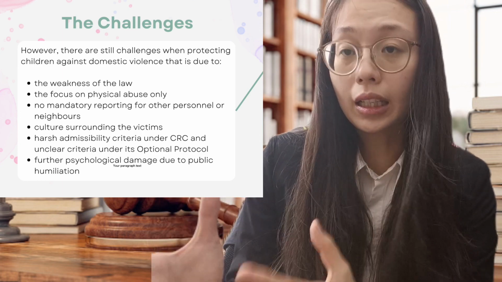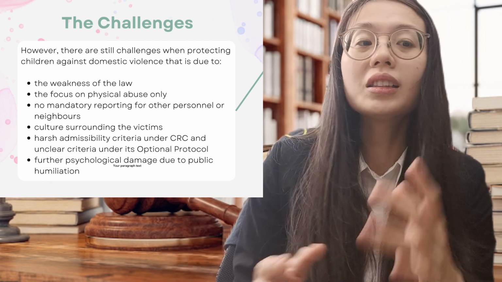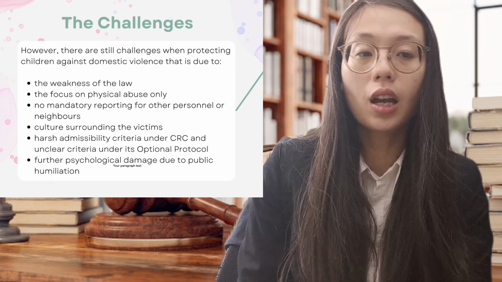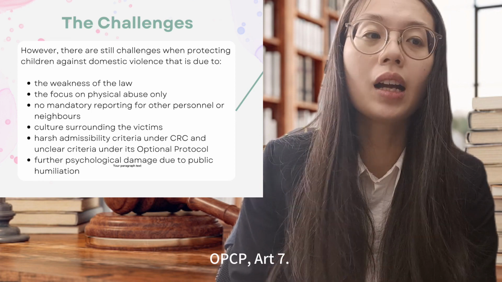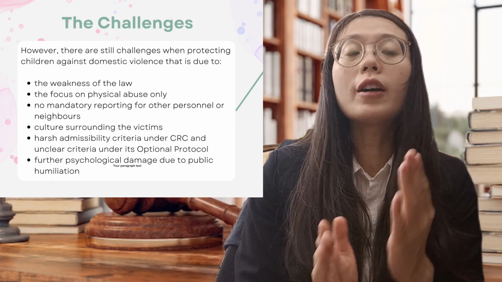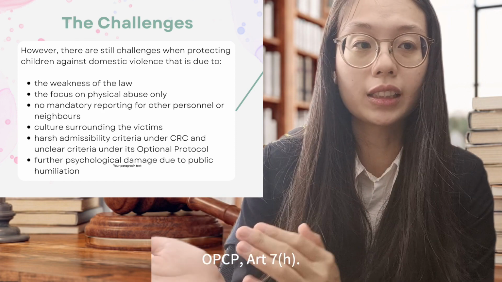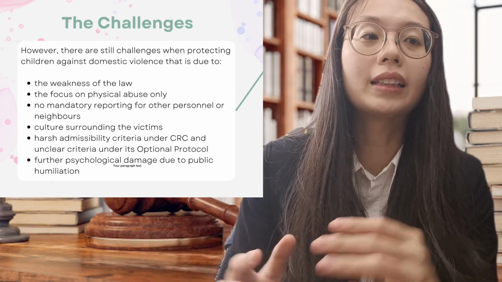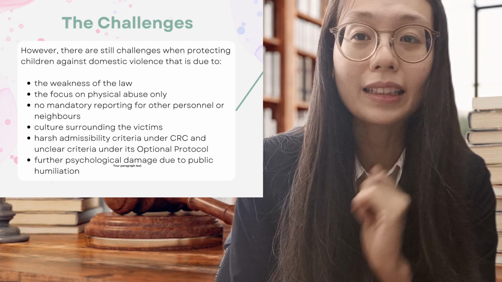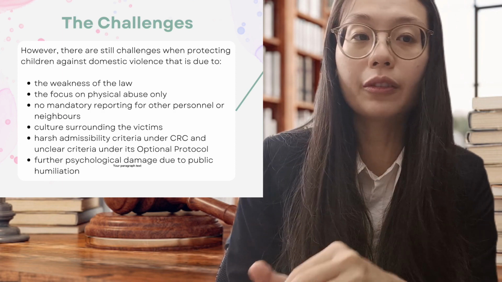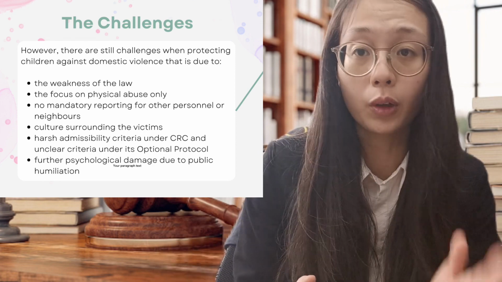Even though the CRC provides such support to child victims, it is still weak to some extent as well. This is because the children may encounter difficulties when accessing the optional protocol due to the harsh admissibility criteria as underlined in Article 7. The 12-month rule imposed in Article 7 sub H triggers a negative impact on its effectiveness. The only exception to the general rule is if the victims are able to prove that it is impossible to submit the complaints within that time limit. However, this exception remains unclear as there is no developed case law or detailed guidelines provided in the optional protocol.